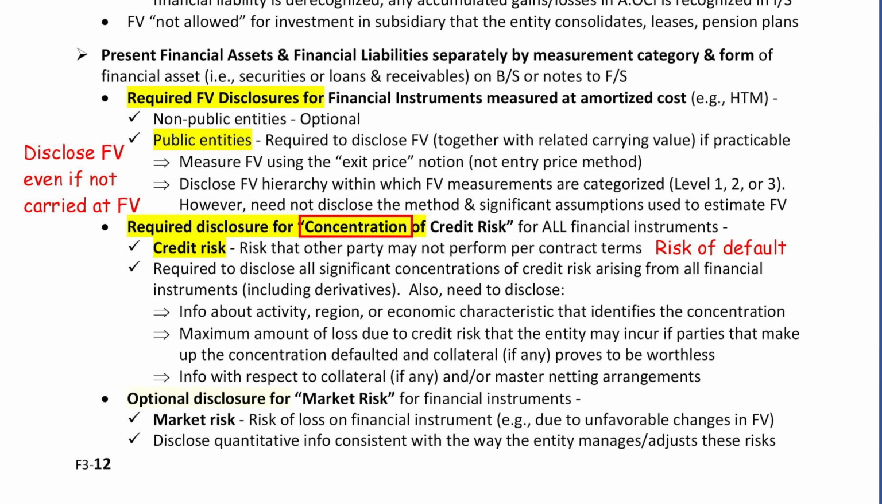The next sub-bullet, highlight optional disclosure for, on the next line, highlight market risk. So guys, credit risk was the risk of default by the other party. Market risk is the risk of unfavorable changes in fair value of the financial instrument, which could result in losses. So concentrations of credit risk, that's a required disclosure. Market risk for financial instruments, that disclosure is optional.